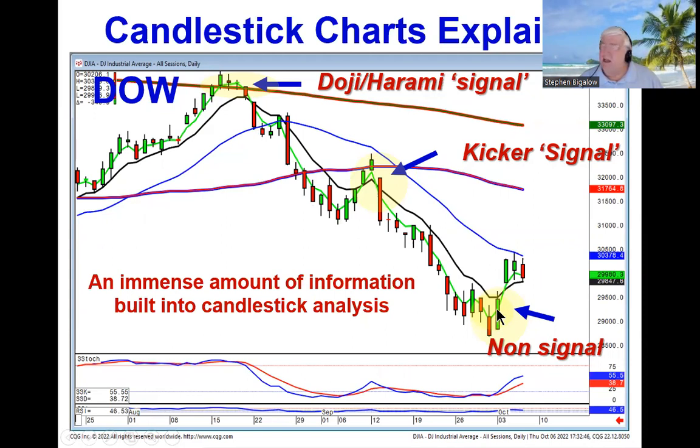This is a non-signal. It's not a bullish engulfing. It's not a bullish Harami. It's just an up day in a downtrend. I often get asked the question, why isn't this a bullish reversal? It's shown a lot of strength. The answer is the Japanese rice traders have had 400 years to analyze chart movements. And if this was some sort of signal that had relevance, the Japanese rice traders would have given it a name and described to us why it was a reversal signal.